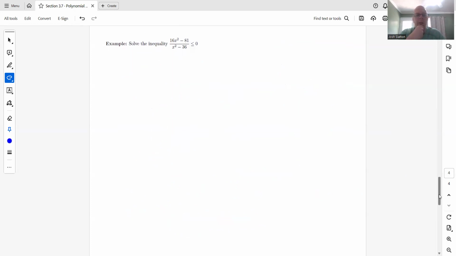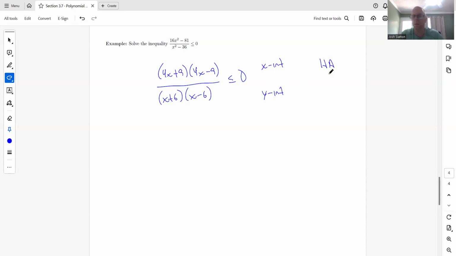All right, so this one is a little bit easier because it already has 0 on one side. So we're just going to factor these. These are two differences of squares. So we have 4x plus 9, 4x minus 9, and x plus 6 and x minus 6, and that is less than or equal to 0. And so let's find the x-intercepts. Let's find the y-intercept. Let's find the horizontal asymptote and vertical asymptote.